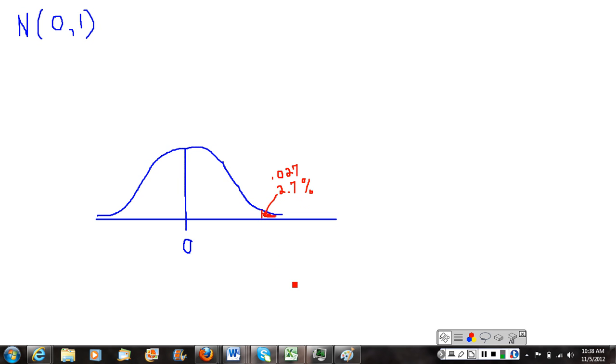And then the other thing I want to do is label the same thing on the other side. We're going to get rid of the 2.7% of thermometers with the lowest scores. So here's my other 2.7% down here, and we can fill that in with the decimal, 0.027.